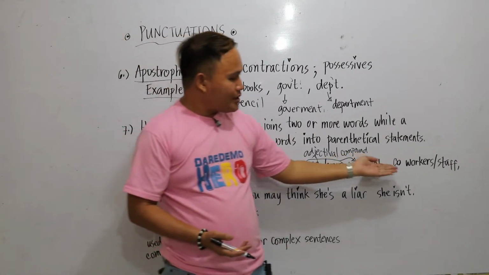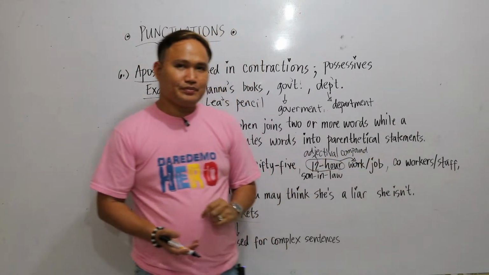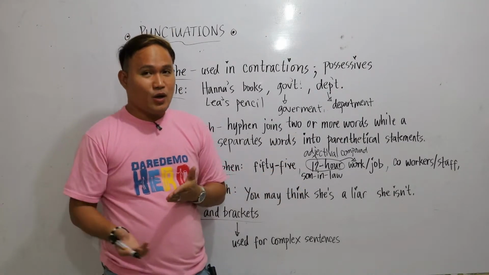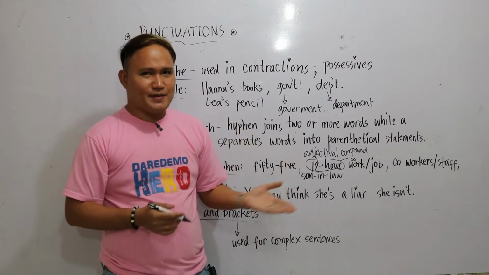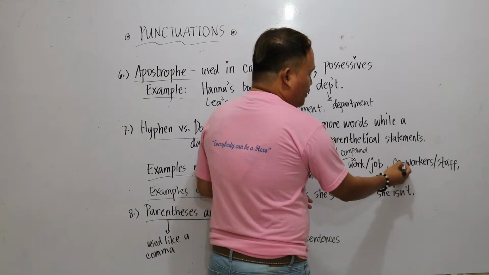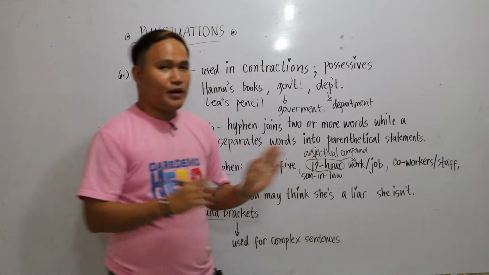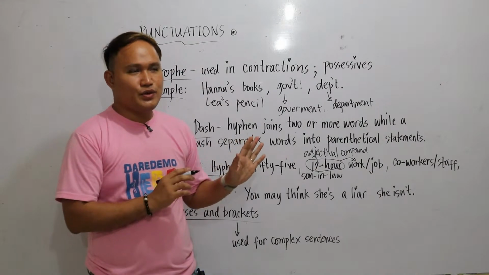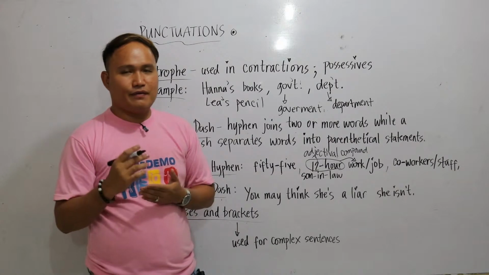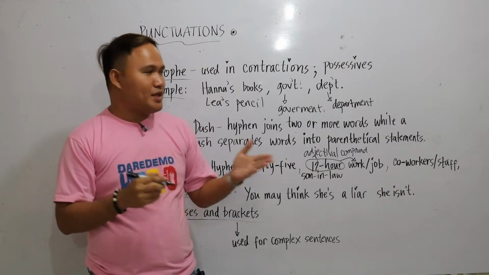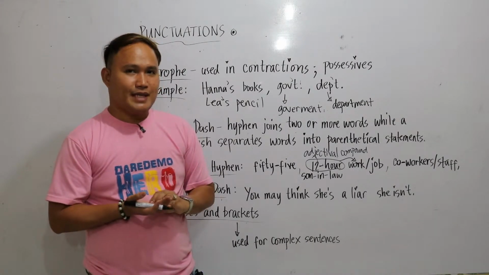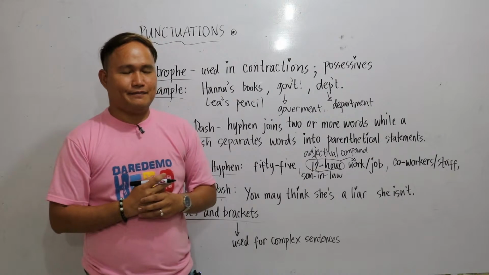Now, for another example, let's have co-workers. What do you mean by co-workers? It's your fellow workers, like your workmates. So we use co, and then we need to put a hyphen in between co and workers. It's like a compound word, but it has only one meaning: co-workers means your workmates, your fellow workers, or fellow staff or co-staff.